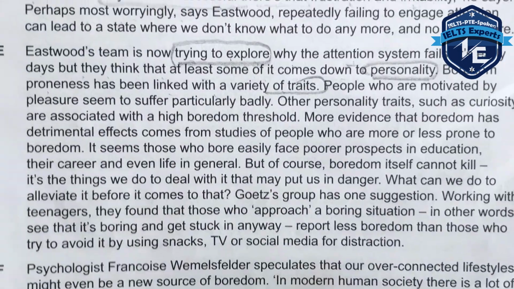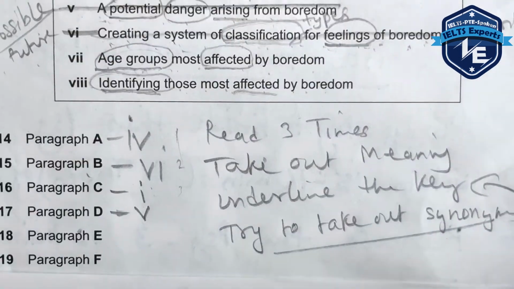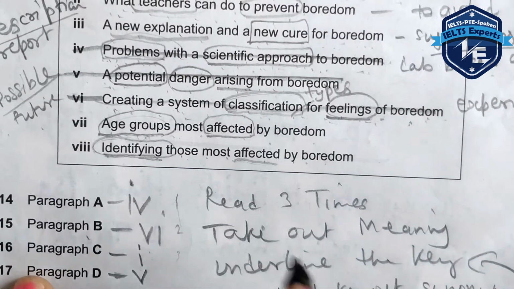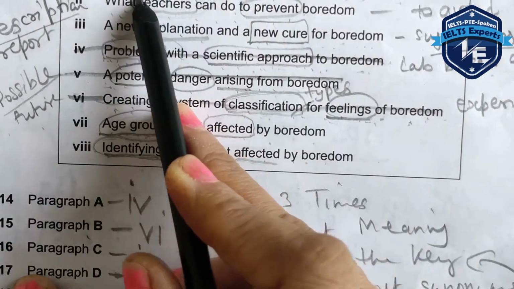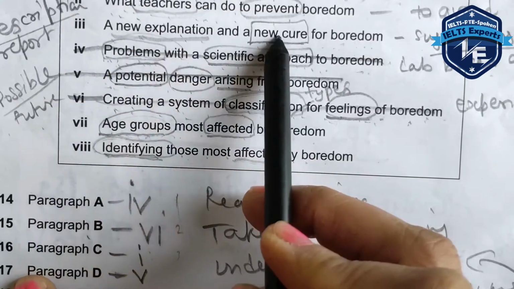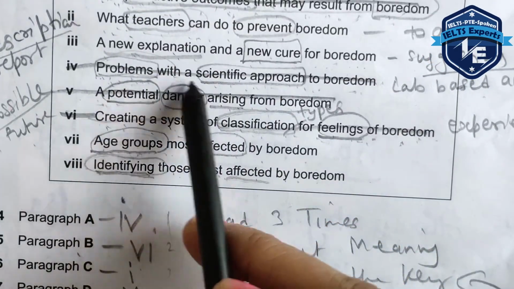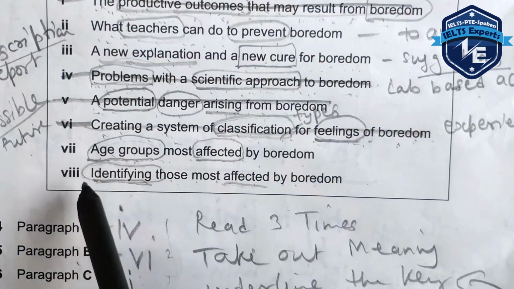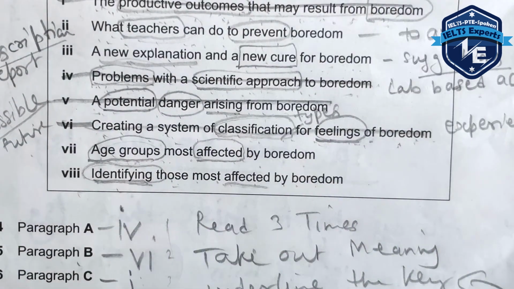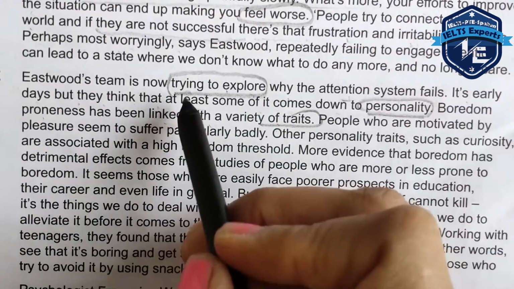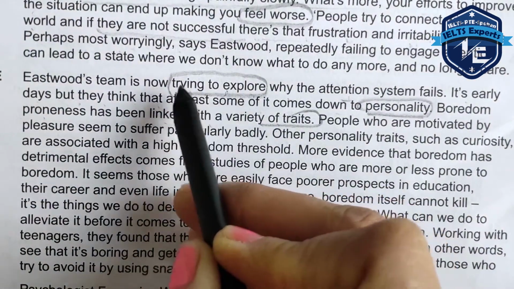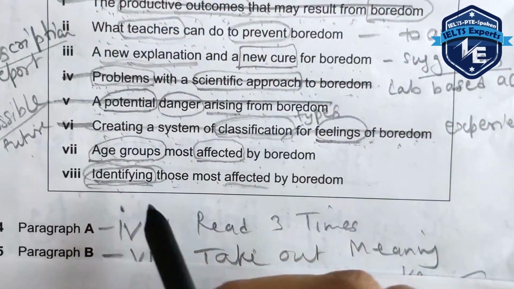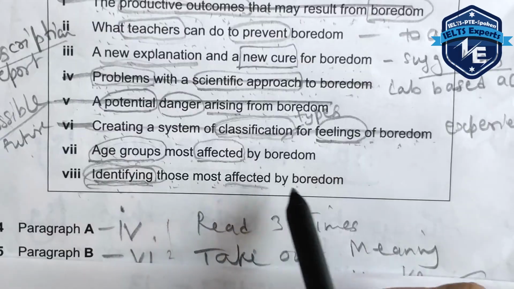Yes, let's look at the list of options. I think I have got the clue here. Okay. Productive, no. What teachers know, a new explanation, nothing is given about it. Problem with a scientific approach, no. Age groups most affected by boredom. And last is identifying those most affected by boredom. Okay, now trying to explore here means, I think, identifying those most affected by boredom.